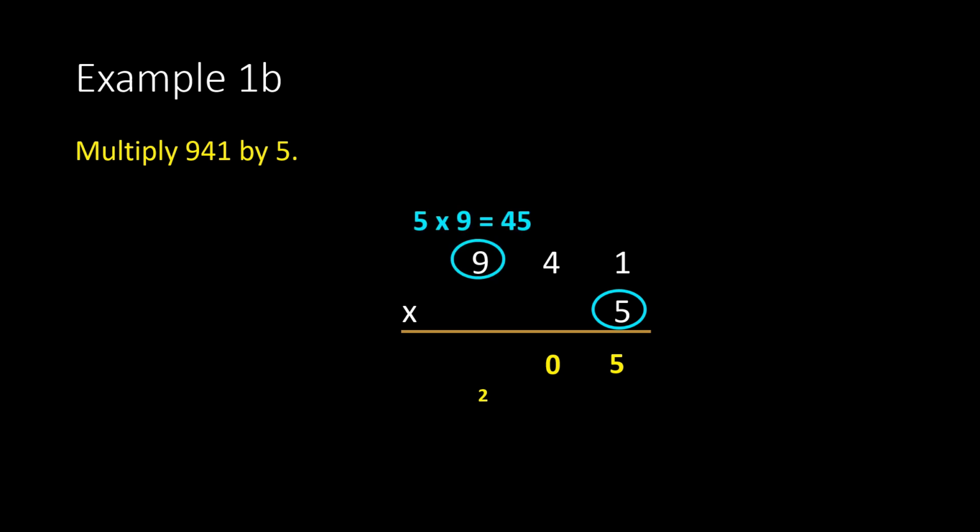Now we multiply 5 by 9 to give us 45. And we add 45 to 2, which gives us 47. Now there are no more digits beyond the 9, so we simply add the 4 and place it here, to give us 4,705.